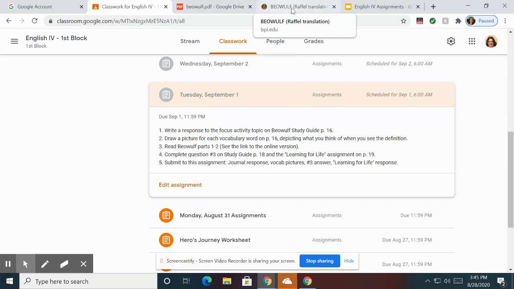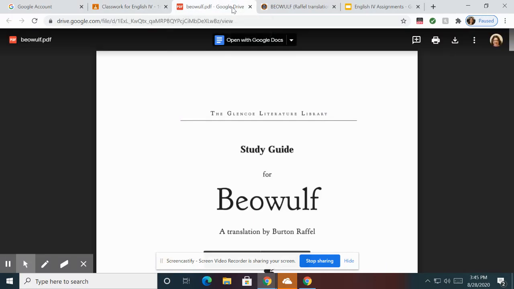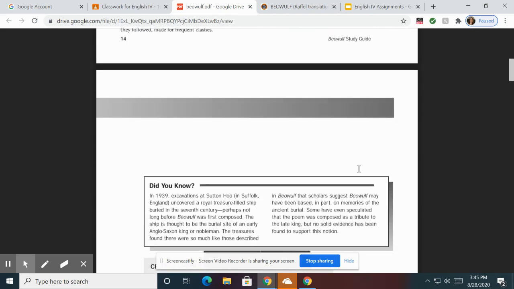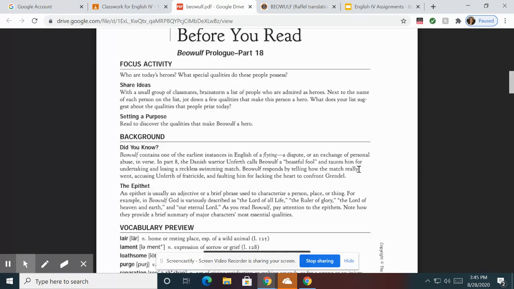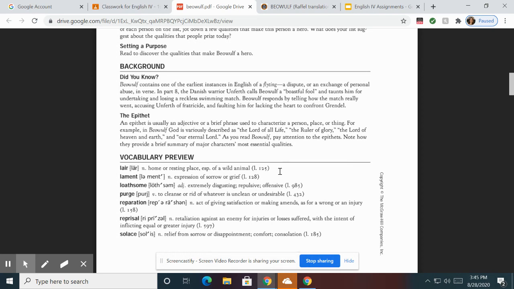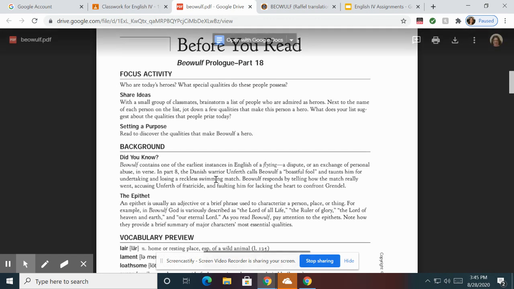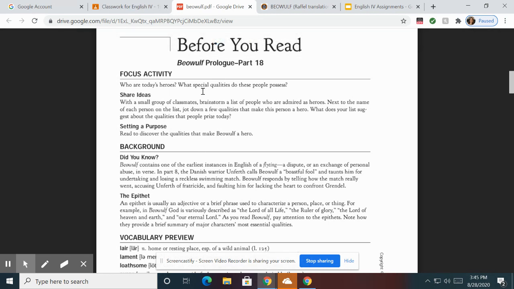But on the study guide, I'm just going to scroll down to page 16. And this is where my list of vocabulary is that I've already written sentences for. We're going to do something else with the vocab in just a minute. But before we get started with that, we're going to look at this focus topic. So the question is, who are today's heroes? Who are today's heroes? What special qualities do these people possess? So I'm going to go ahead and write a response to that.